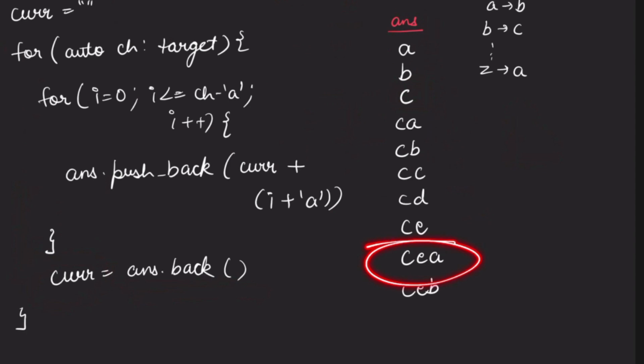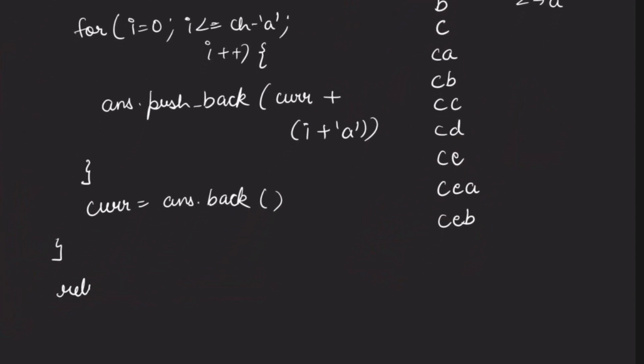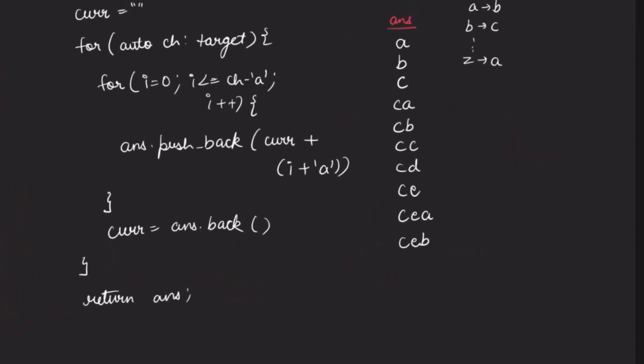So when you come here, then in answer's last element, CE would be present. So for adding the third character, we want this particular string, which is the current string on the screen. So that's why we did current equals answer's back. So this will complete this for loop as well. At the end, you can return your answer vector, right? So this is what we want to do.